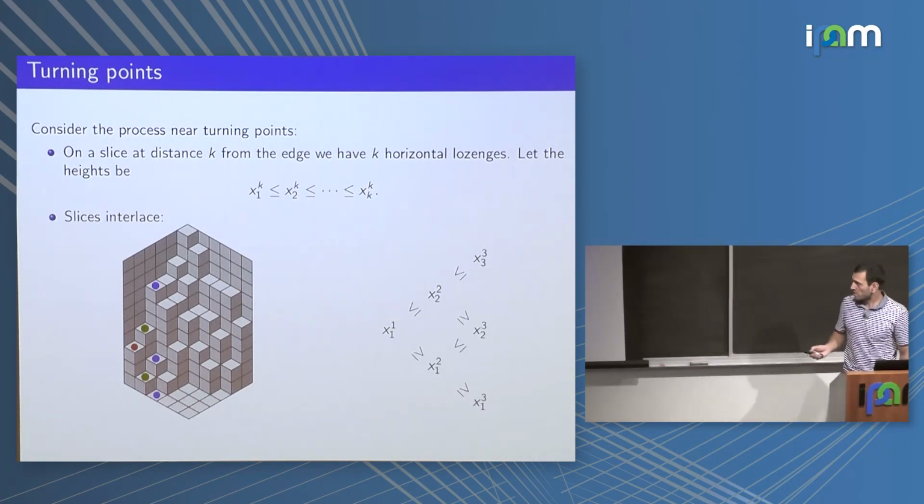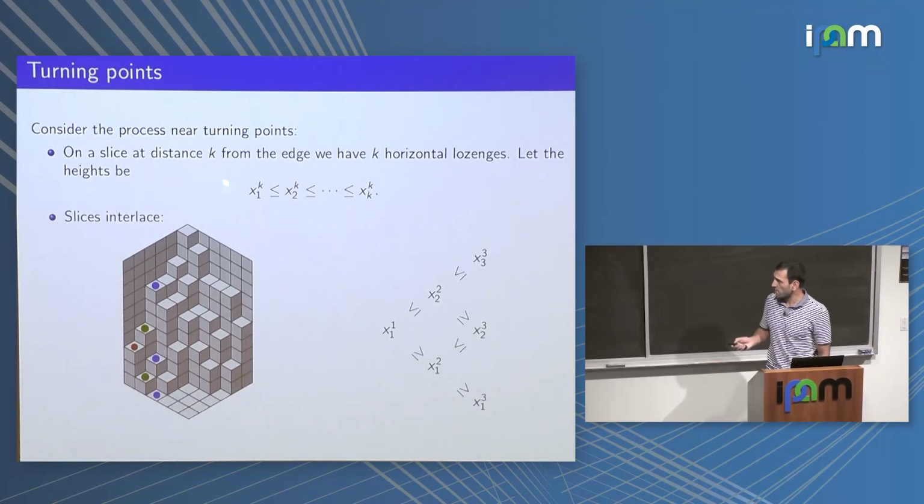And so what Kuhn and Gorin-Petrov decided is, let's look at the joint distribution of the first, say, k slices. And they said that this should converge to the Dewey corners process.